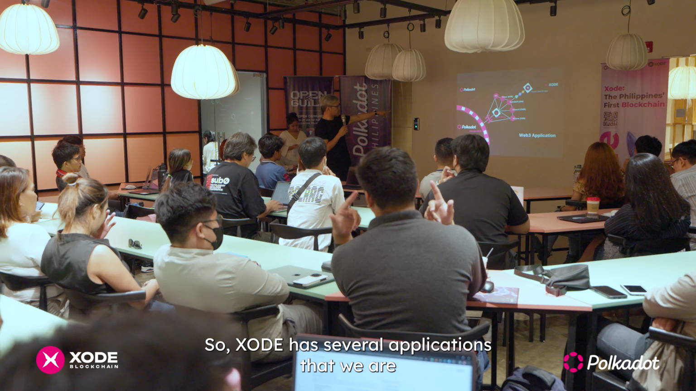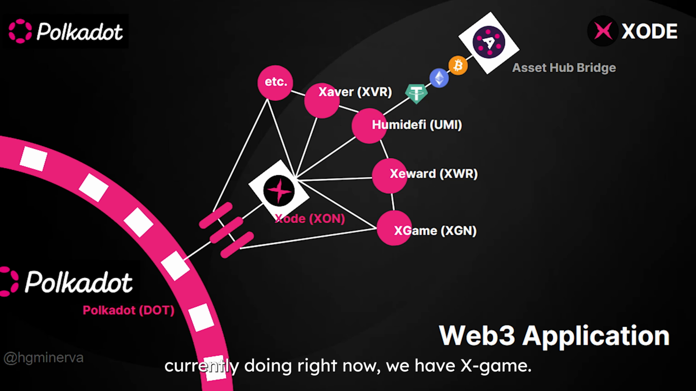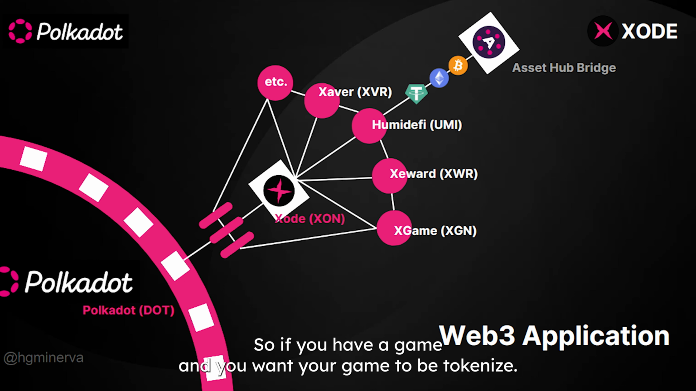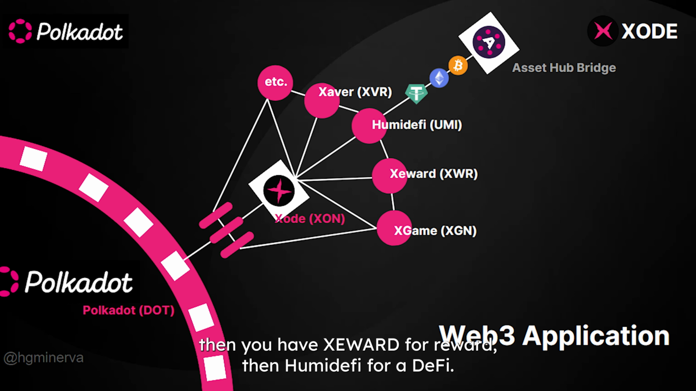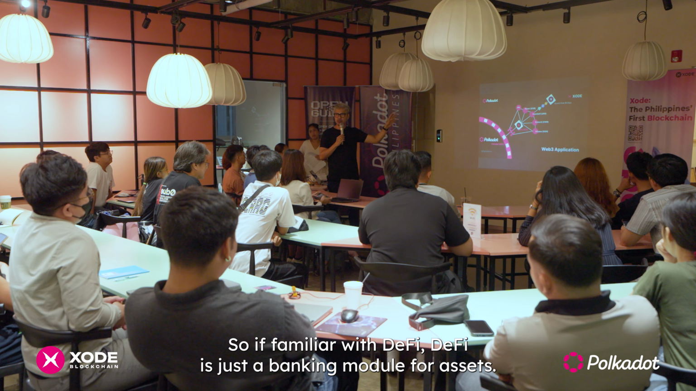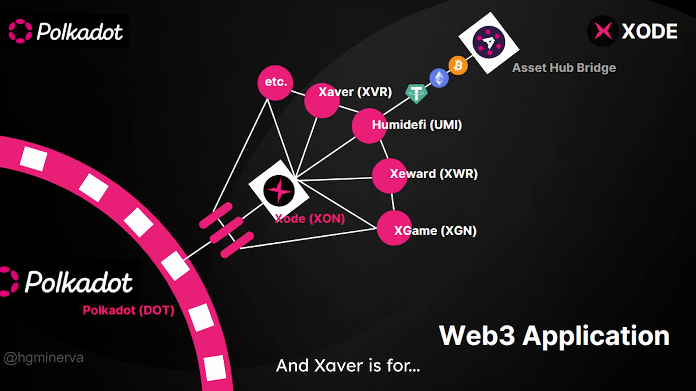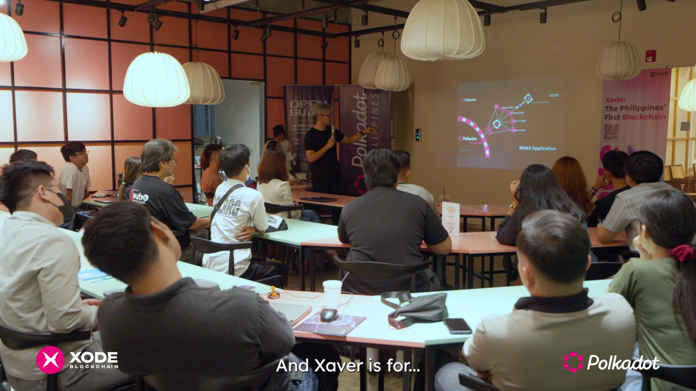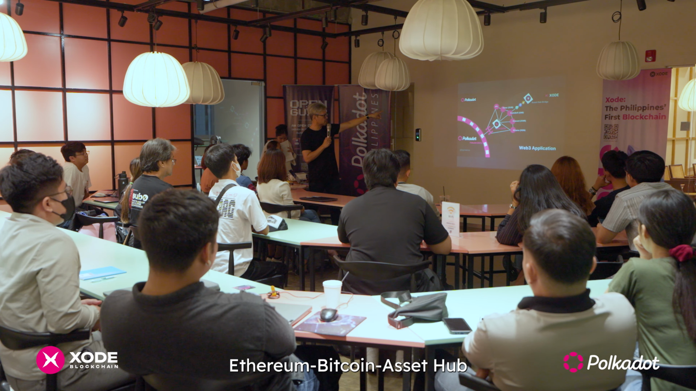So XODE has several applications that we are currently building right now. You have X game. If you have a game and you want it to be tokenized, if you want a game to have an NFT, you can use XODE. Then you have Zeward for rewards, and Humidify for DeFi. If you're familiar with DeFi, it is just a banking module for assets. And Zaver is for our life clients. So as you can see, two parachains can communicate and transfer USDT, Ethereum, and Bitcoin from Asset Hub.